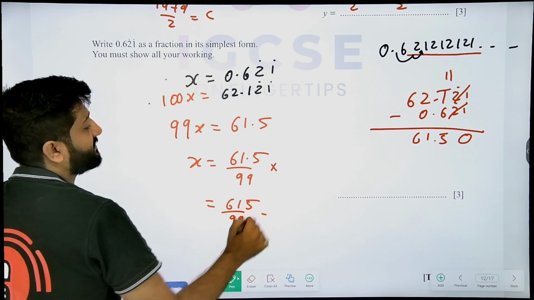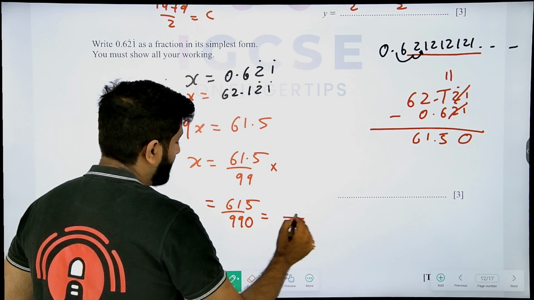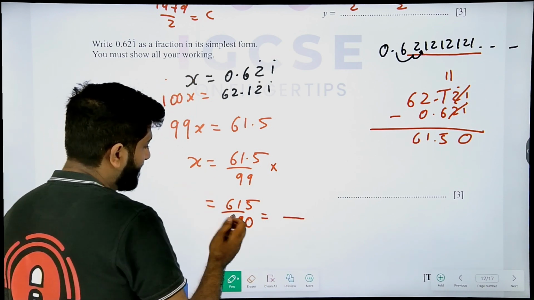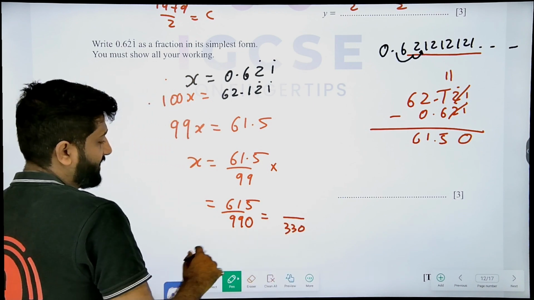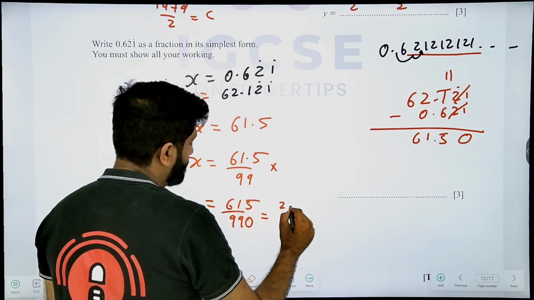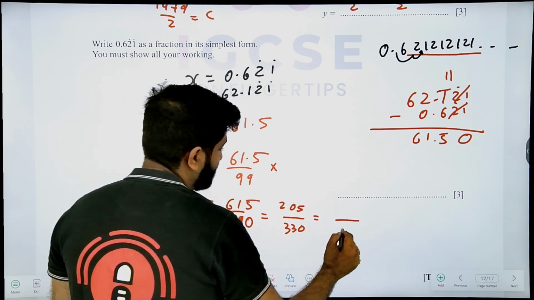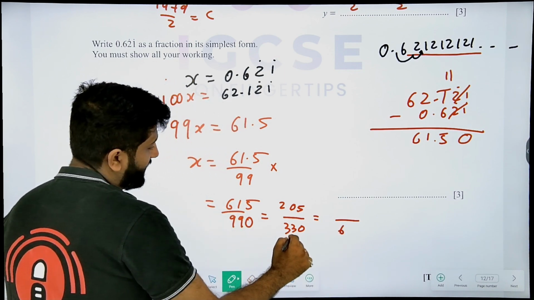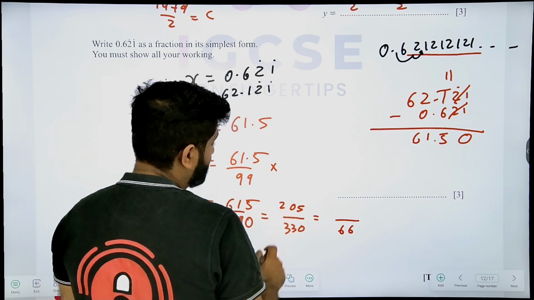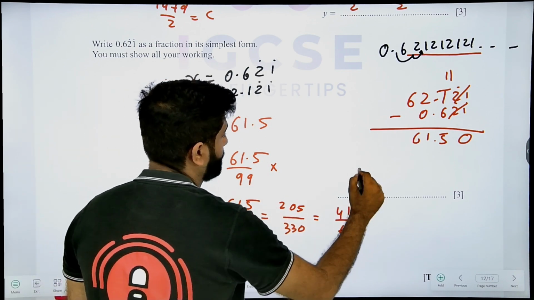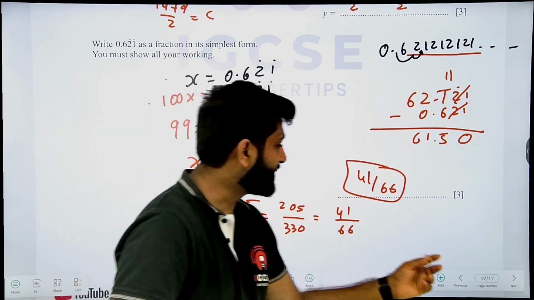This is not the final answer, guys. Again, you'll have to simplify this further. I can divide this with 5 first. Let me divide this with 3 first. So I have 330 and 205 if I divide with 3. Again, let me divide this with 5. So I have 5, 6, 30, and again, 66. And if I again divide this with 5, I have 41. So 41 over 66. This is supposed to be my final answer, right?